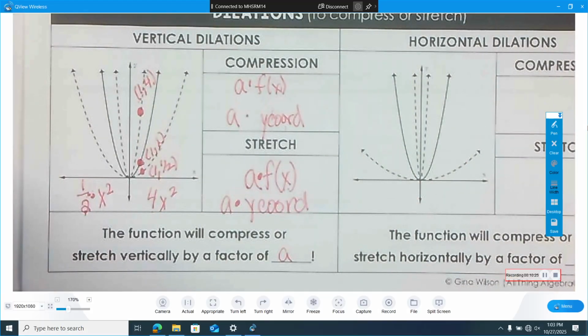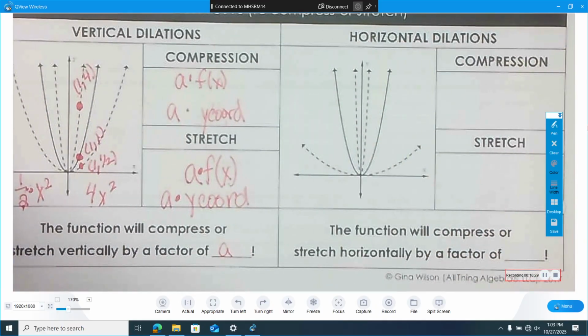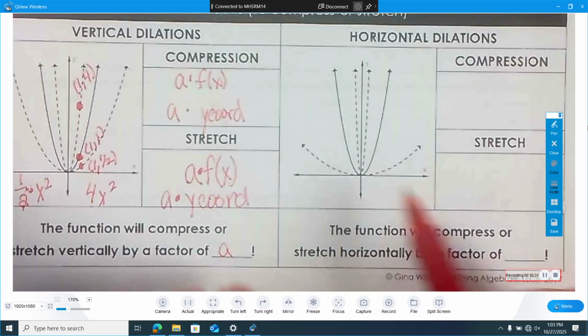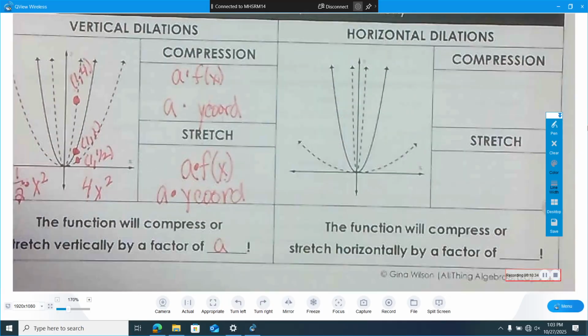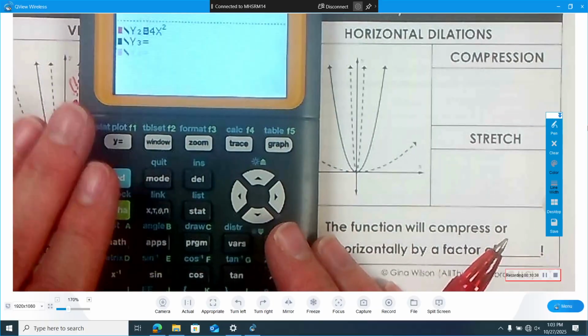All right, so today we're really focusing here on horizontal dilations. So this would be horizontally in the x direction. And so I'm going to use, well, I can use the same parent graph here.